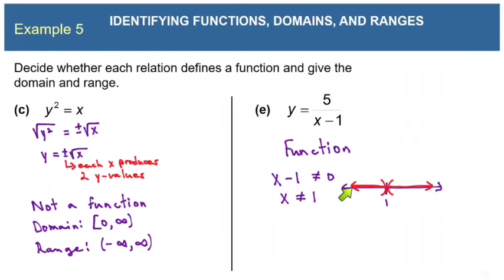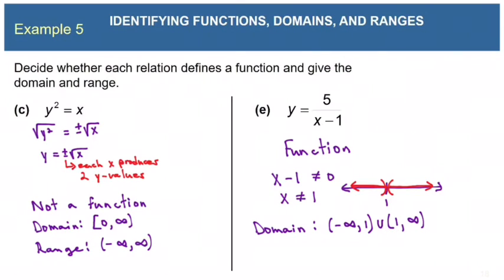So this interval is negative infinity to 1, parentheses, and this interval is parentheses 1 to infinity. Now it's critical that you use parentheses here because I see students sometimes use brackets, and when you use a bracket you're including the 1, but the whole purpose of this is to leave out the 1. So let's say domain is negative infinity to 1, parentheses, union, parentheses 1 to infinity.